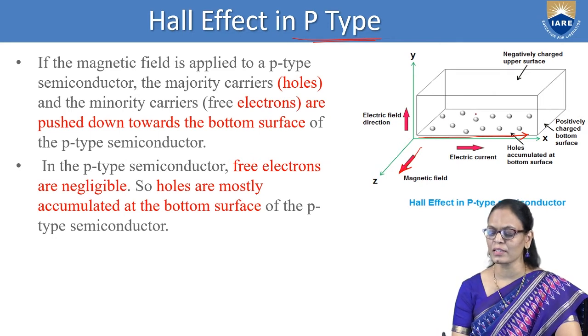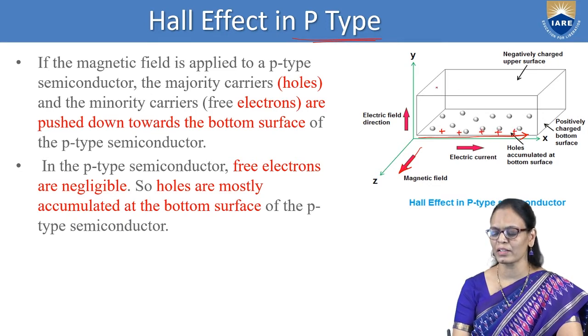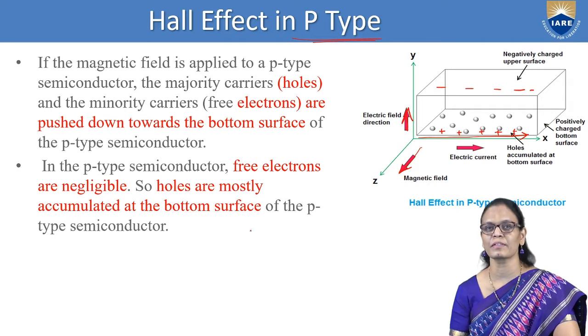So we see that the bottom surface, all the holes are being deposited and the electrons are minority. So what happens here? This bottom surface will be positively charged and the top surface will be negatively charged. So because of this separation, there will be a field that is generated.